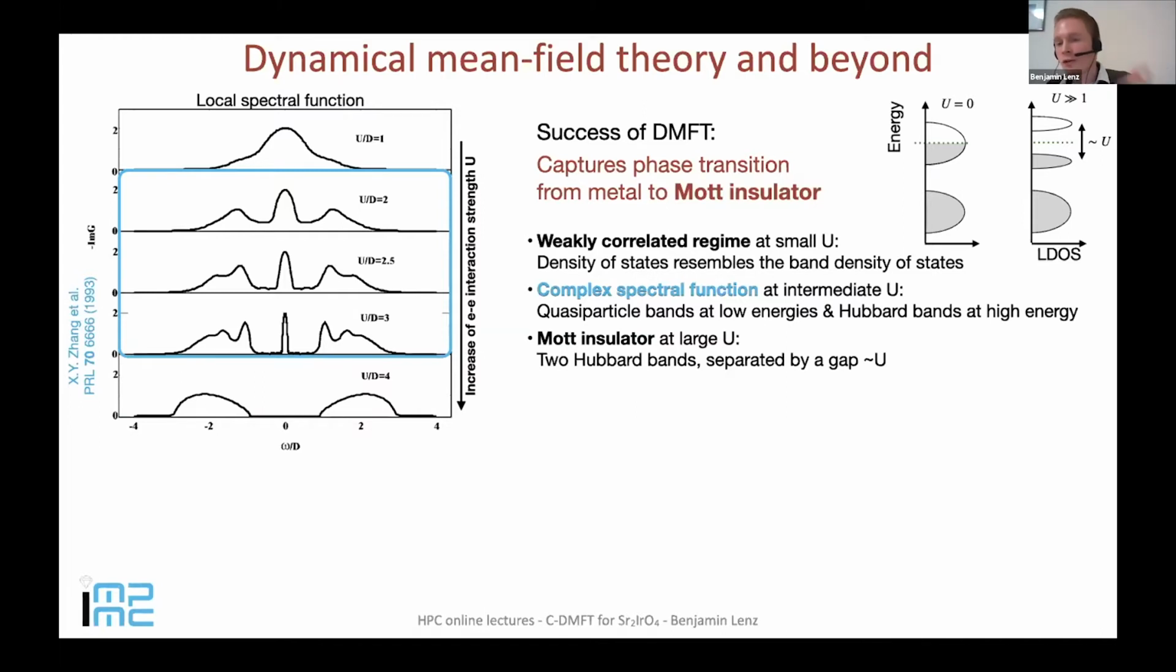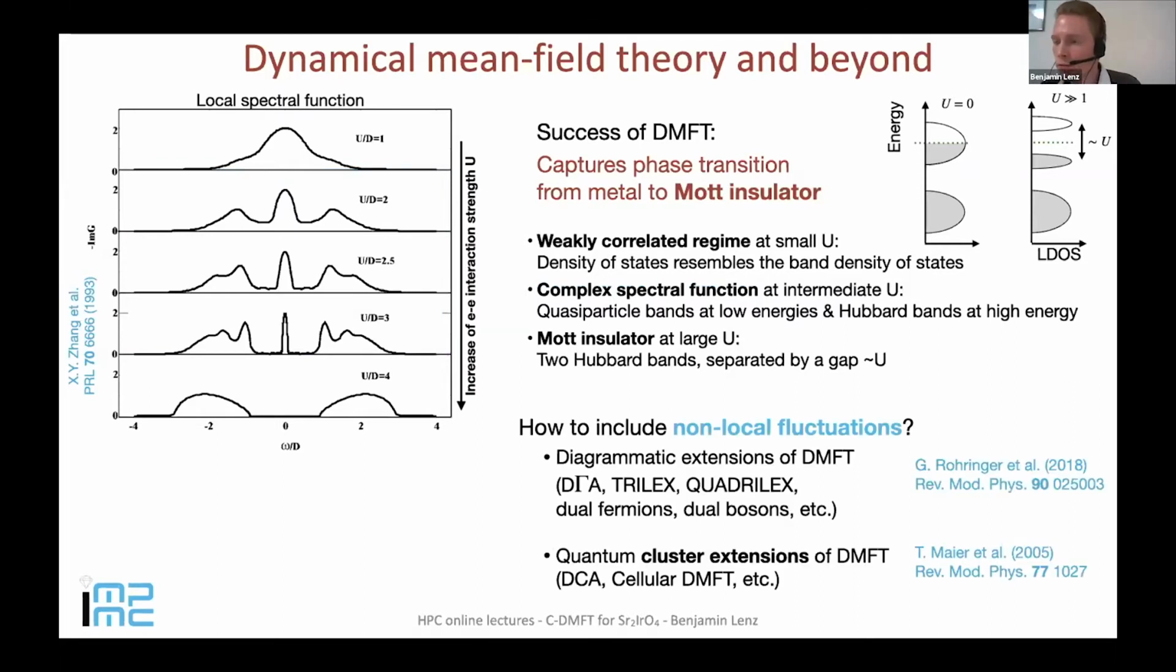And then as a function of the interaction strengths, you transfer spectral weight from one to the other. So this is a technique which works really nicely at large coordination number. In other words, you can show that in infinite dimensional systems, this would be an exact technique. In three-dimensional systems, this also works nicely, but here we want to apply it to two-dimensional or quasi-two-dimensional systems, namely to strontium iridate. So how can we actually include non-local fluctuations, which are supposed to be important for these materials?